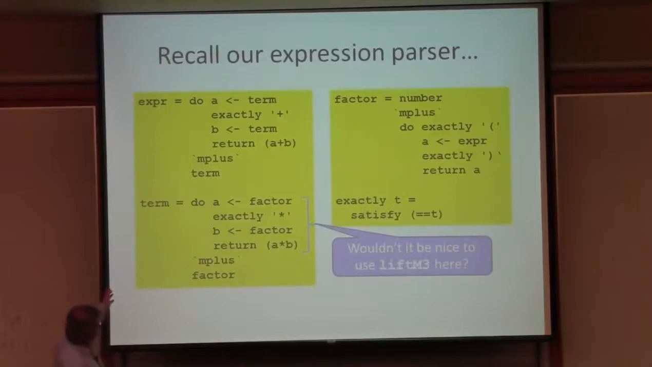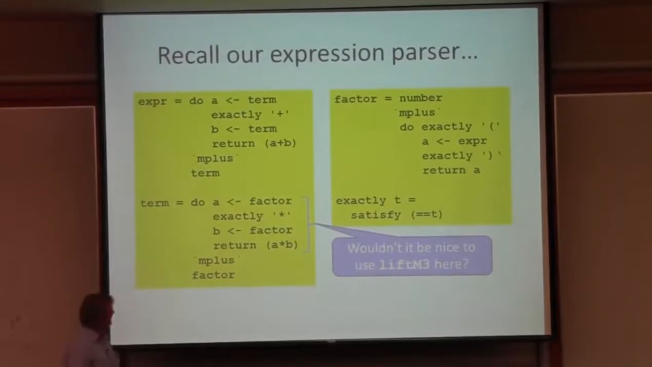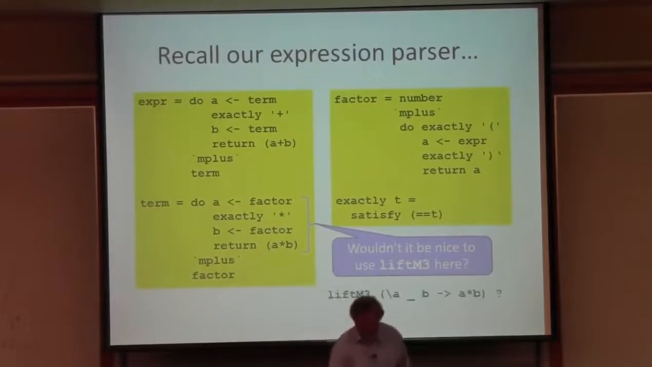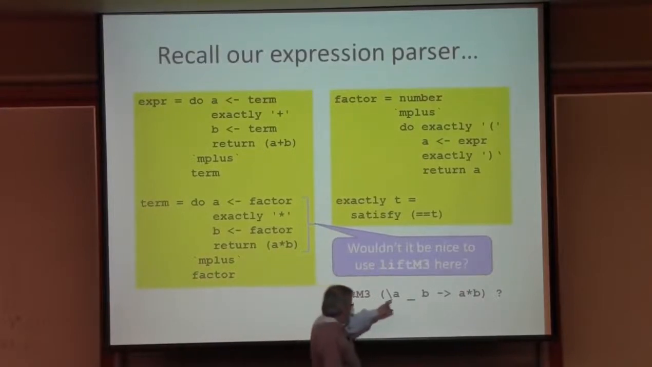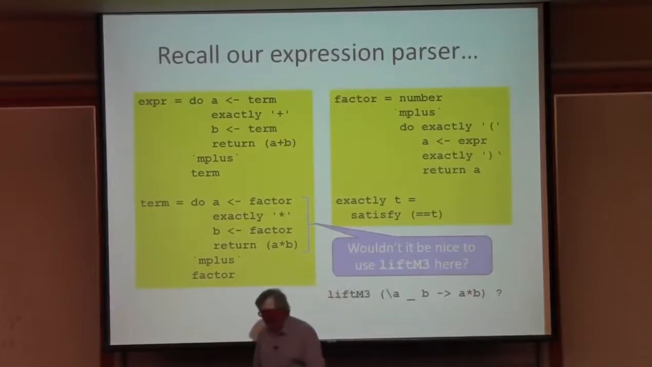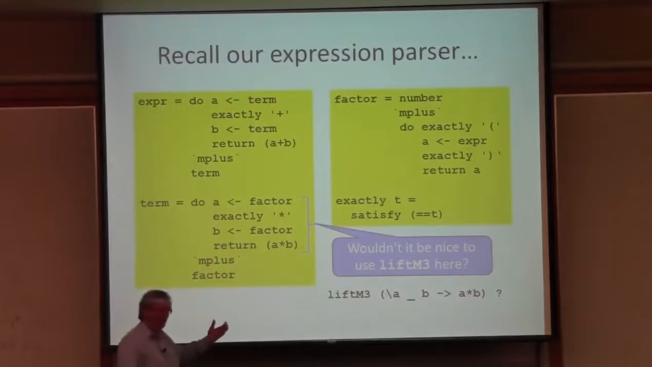Wouldn't it be nice, for example, in the definition of term, to replace that sequence of monadic parsers by a call to liftM3? And of course I can do that. I have to combine factor, exactly star, and factor with a multiplication. So I can use liftM3 and a lambda expression that takes A, throws away the second argument, takes B, and then returns A times B. But it's a bit annoying that I have to ignore that second argument. If only liftM3 would do that for me, then I could simply pass the multiplication function here.